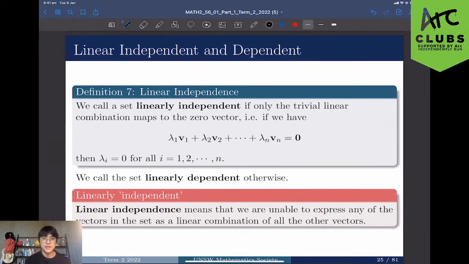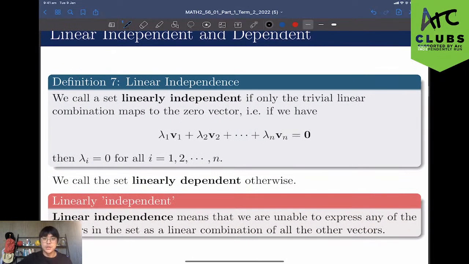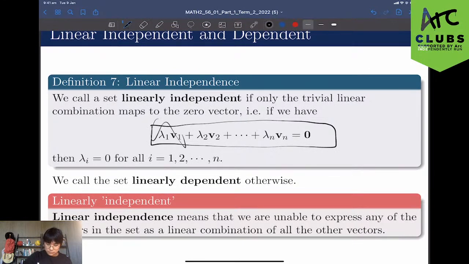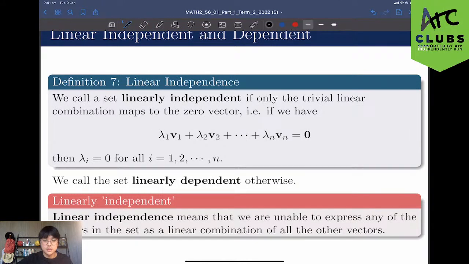We call a set linearly independent if the only linear combination of the set that equals 0 means that all the scalars here are going to equal 0. And if this isn't true, we say that the set is linearly dependent. I'll approach it from the linearly dependent angle first. So, for example, say a set is not linearly independent. So if this statement is true, all these scalar values aren't necessarily equal to 0.